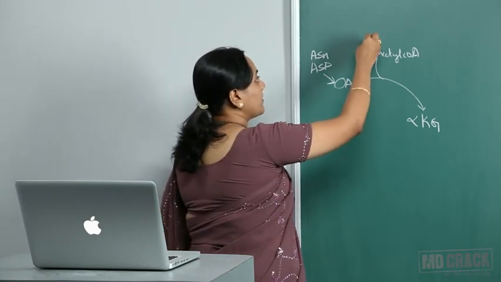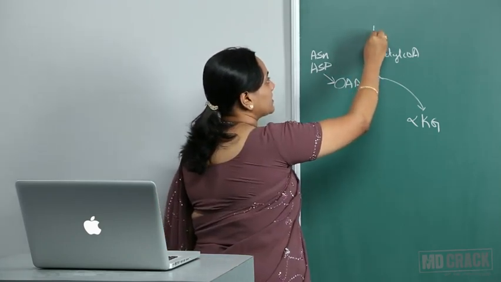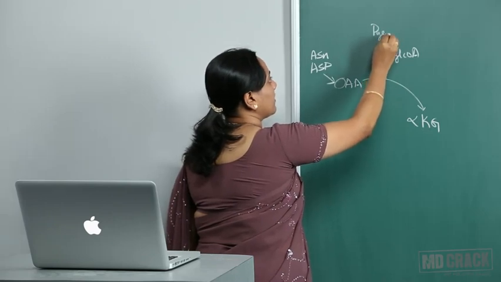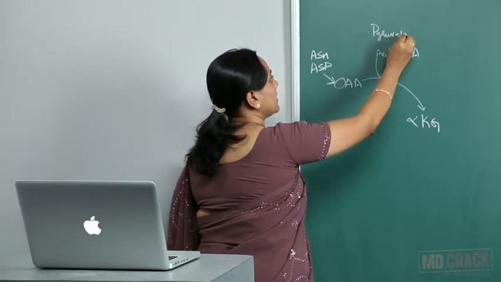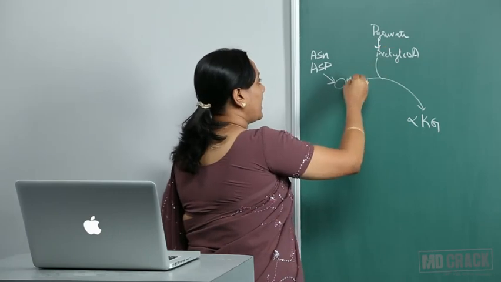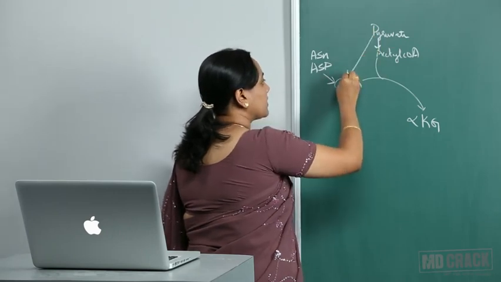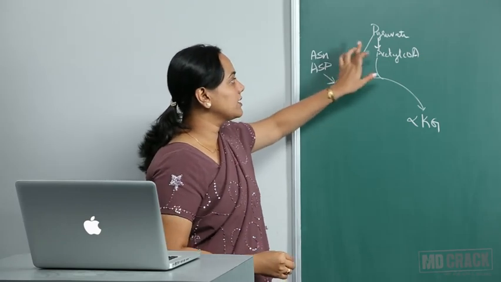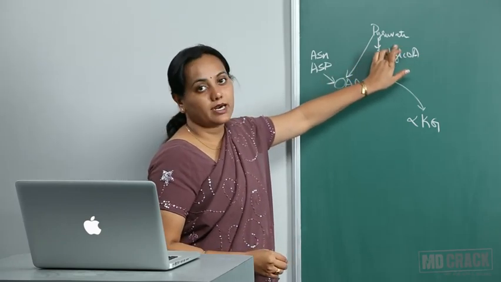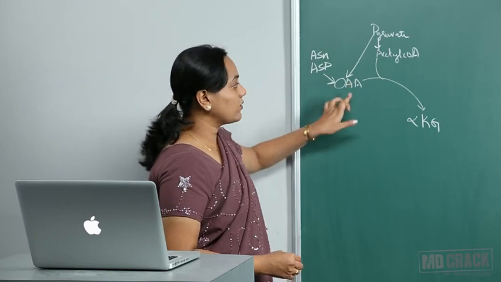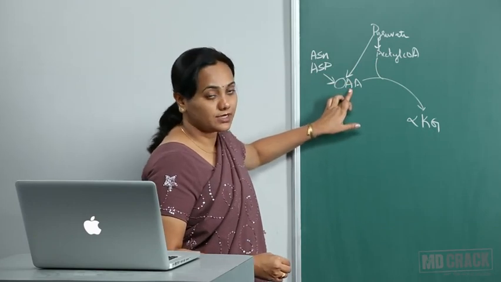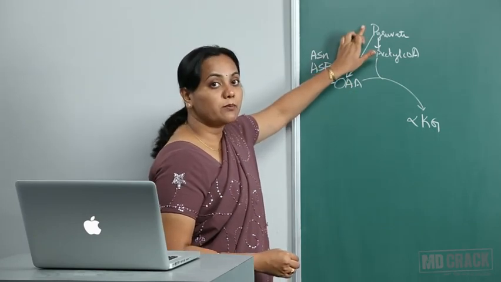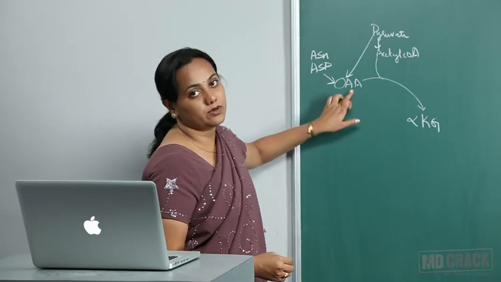Please also remember that acetyl-CoA has come from pyruvate. Pyruvate is converted to acetyl-CoA by pyruvate dehydrogenase. And also remember that pyruvate is a precursor of oxaloacetate by pyruvate carboxylase. This pyruvate to oxaloacetate step occurs in gluconeogenesis. So the compounds which form pyruvate are also gluconeogenic.